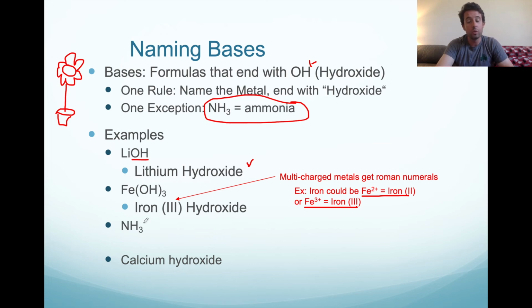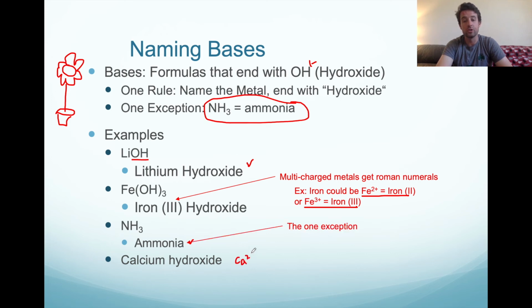For NH3, we would call this ammonia. Yep, you just kind of have to know that one. And then calcium hydroxide. Calcium has a charge of 2+ always. So it would just be Ca(OH)2. Notice how I did not write calcium as calcium(II) hydroxide. That would be incorrect. Iron(III) hydroxide is correct because iron could be a 2+ or a 3+. Calcium, its only charge is 2+.